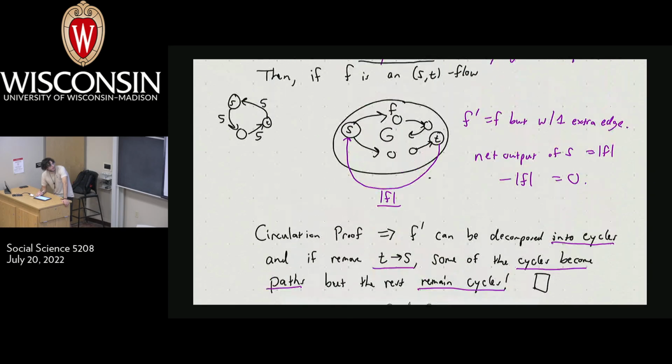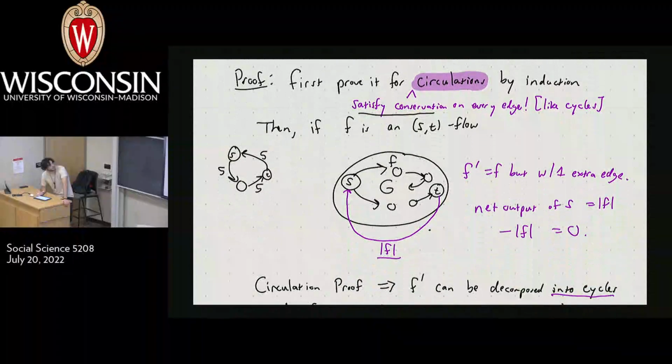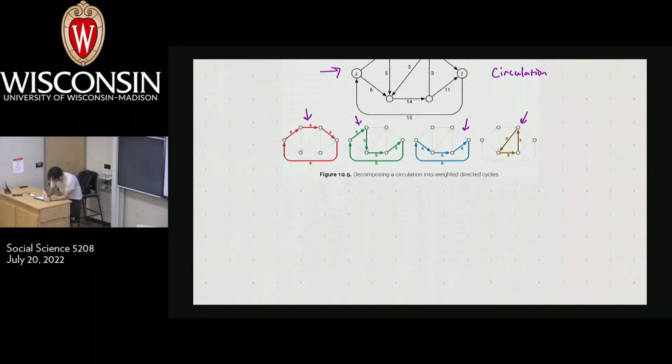I won't go through the proof because we're running low on time, but the idea is really easy. Either you have no edges, in which case you can trivially decompose the flow into nothing. So a decomposition of the flow is just empty. Or you have a single cycle, in which case it's its own decomposition.